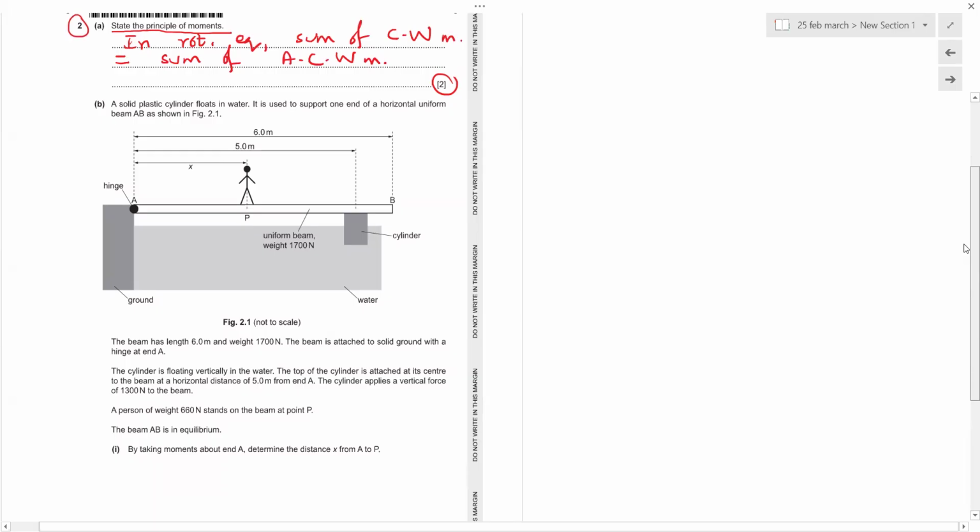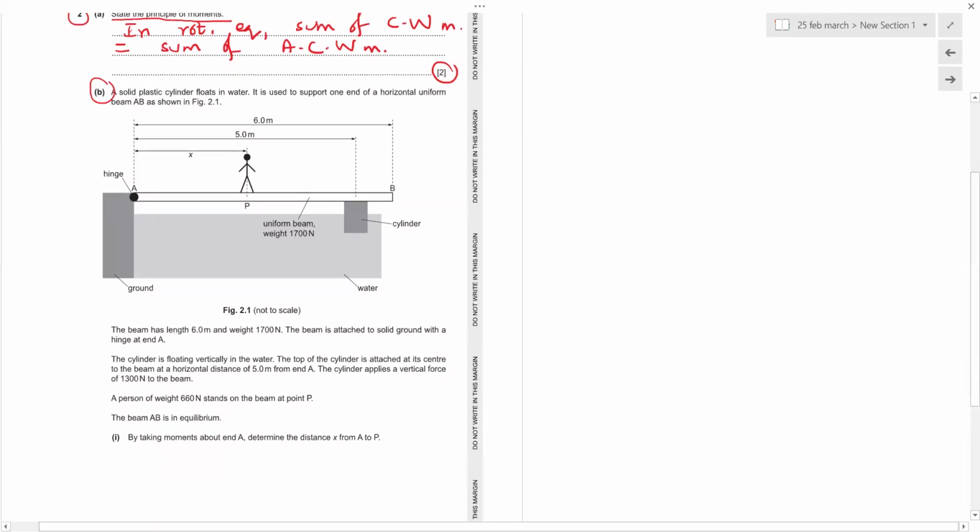Let's do part B. Part B: we have a solid plastic cylinder that floats on water. This solid plastic cylinder is used to support one end of the horizontal uniform beam AB. By taking moments about end A, determine the distance x from A to B. Acha. This is the point where we have to take moments and find this out.